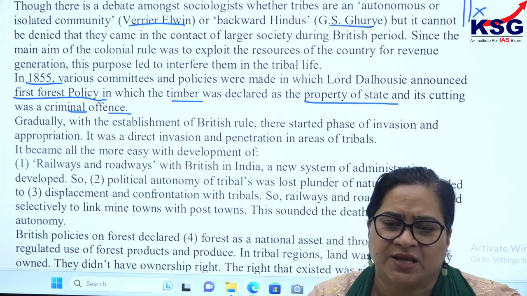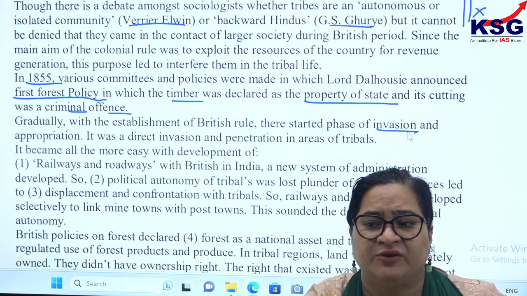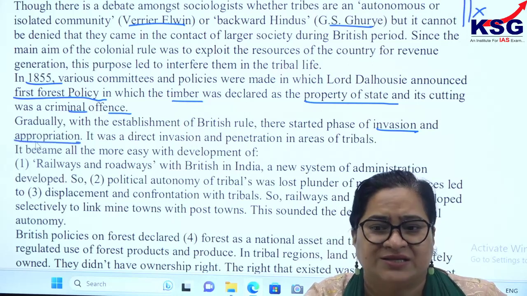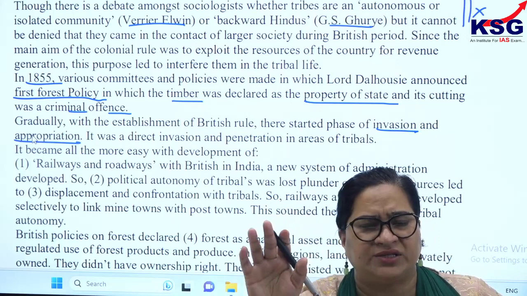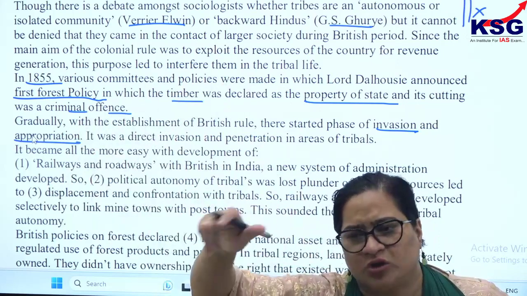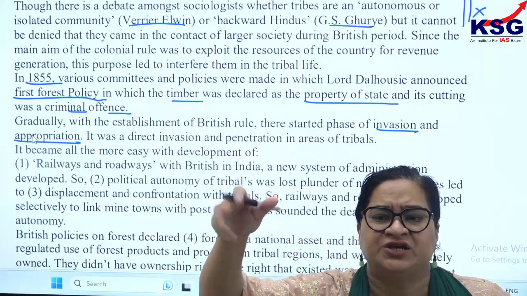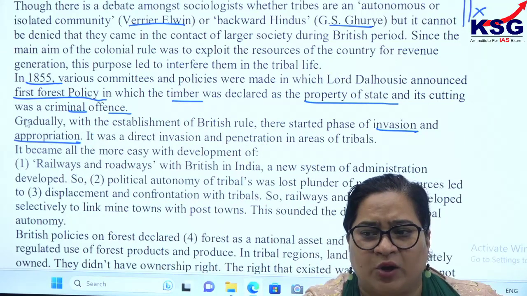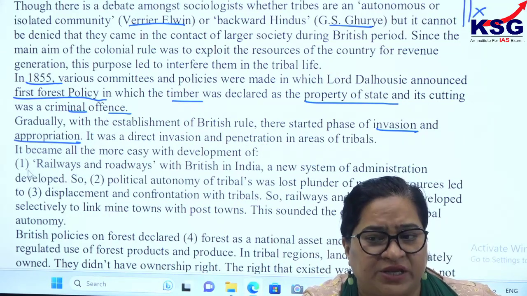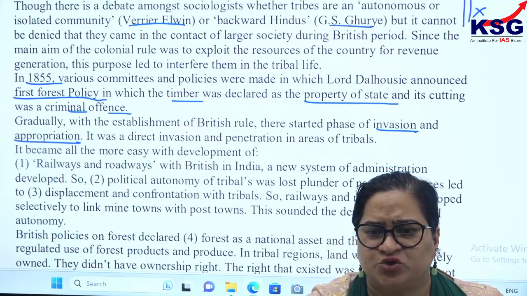We can see that gradually, with the establishment of British rule, there is the phase of invasion and appropriation. This is a technical term used by one of the thinkers. I have not mentioned the thinker here, but later in the sociology notes I have mentioned his name in this material. In GS you don't need to mention the name of the thinker at all. You just need to talk about how this invasion and appropriation was carried forward by the British. Points have been enlisted, which all of you can see.